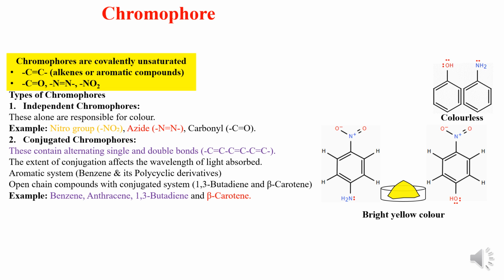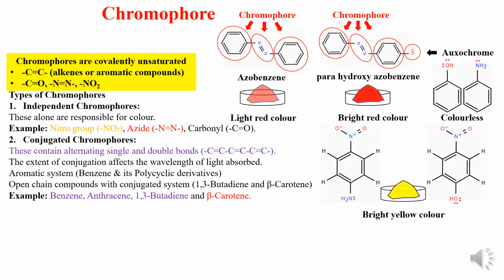Here's one more example indicating the importance of the independent chromophore. In case of azo dyes like azobenzene and para-hydroxyazobenzene, you see the azo groups, and the azo group is linking the benzene chromophores together, leading to extension of the chromophore. Both azobenzene and para-hydroxyazobenzene are colored compounds, but both differ structurally as well as in the intensity of the color of the compound. Azobenzene is light red in color, while para-hydroxyazobenzene is bright red.